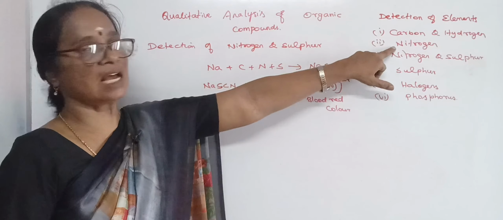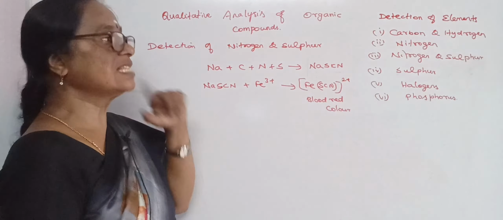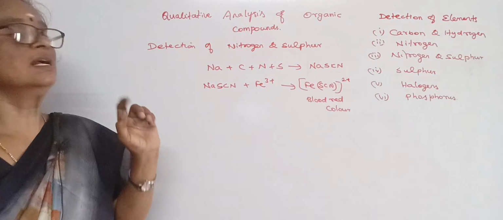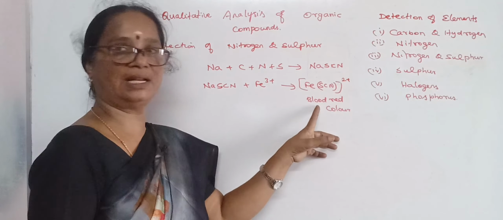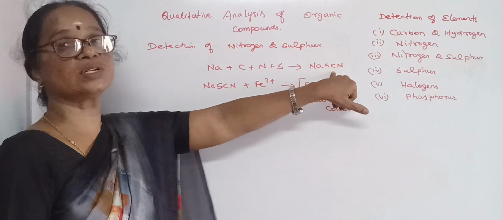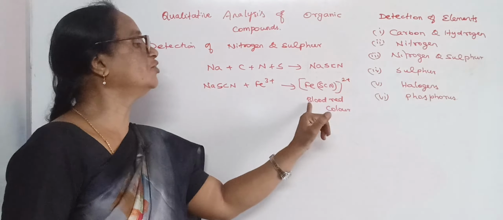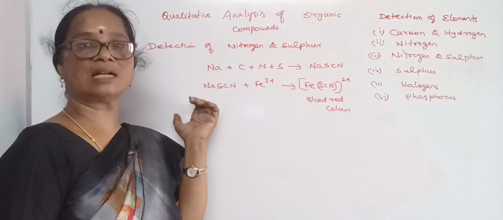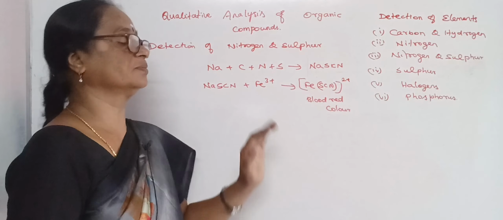When nitrogen alone is present in the organic compound, we get Prussian blue color. Suppose the organic compound has both nitrogen and sulfur, then it would not give Prussian blue, instead it forms blood red color. Why? Because the extract contains only thiocyanate. The thiocyanate on treating with the ferric ion forms blood red color. The formation of blood red color confirms the organic compound contains both nitrogen and sulfur.